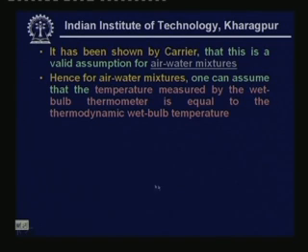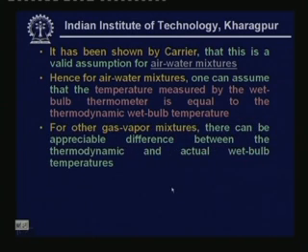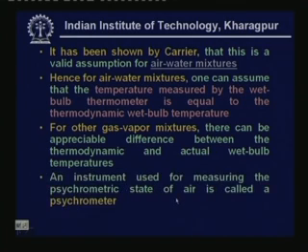For air-water mixtures, we assume that the temperature measured by a wet bulb thermometer is equal to the thermodynamic wet bulb temperature, but this may not be valid for other gas-vapor mixtures. There can be appreciable differences when you are talking about other gas-vapor mixtures. An instrument used for measuring the psychrometric state of air is called a psychrometer. There are different types of psychrometers. So, at this point I stop this lecture. Thank you.